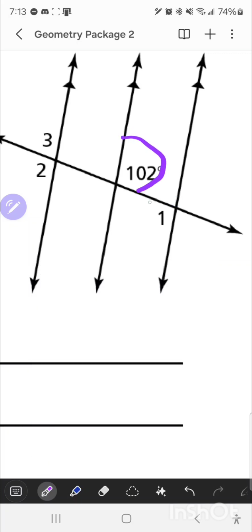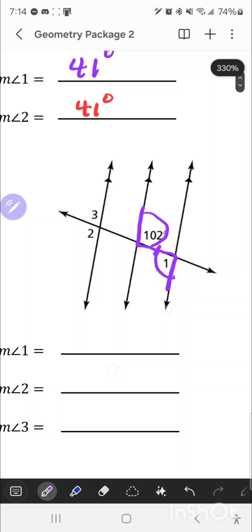Okay, this is 122, this one. As you can see here, I can draw a Z. So they're alternate angles, and alternate angles are equal. So the measure of angle 1 will also be 102 degrees.